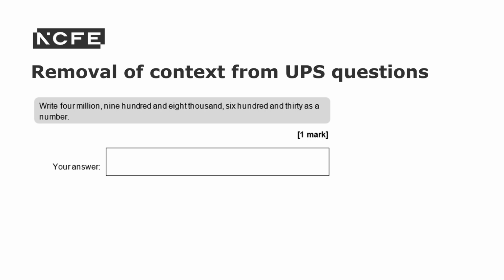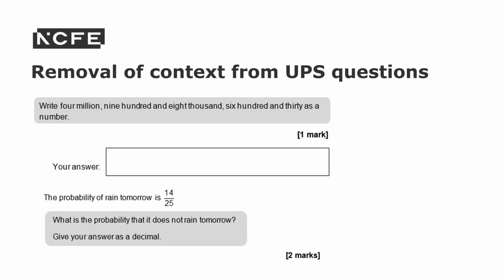A really big change is that, as much as possible, the context has been removed from underpinning skills questions. As an example, here we have a level 2 question, and all we need to do is write 4,908,630 as a number. There is no context here, and that's absolutely fine. Whereas for this probability question, if we remove the context, it would actually be quite difficult to understand.